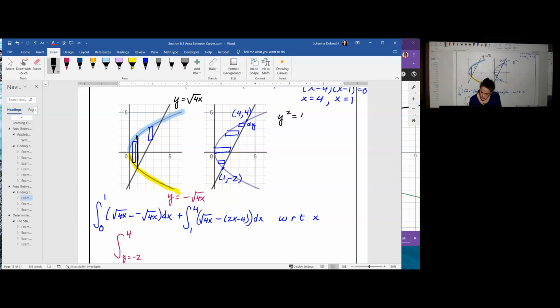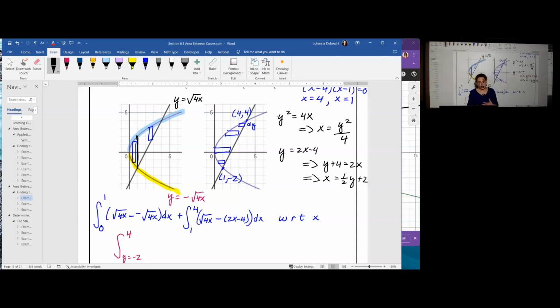We had y squared equal to 4x, which, solving for x, simply gives me y squared divided by 4. The other equation was the line 2x minus 4, which takes a little bit more work. First, I add the 4 to both sides, and then I divide everything by 2. And this gives me x equals 1/2 y plus 2.